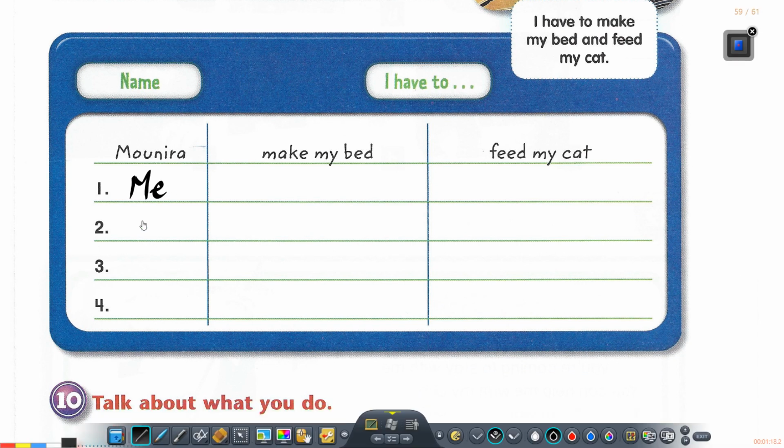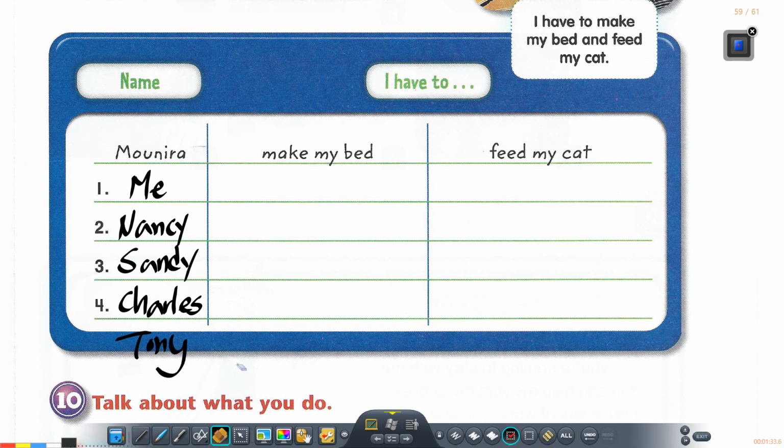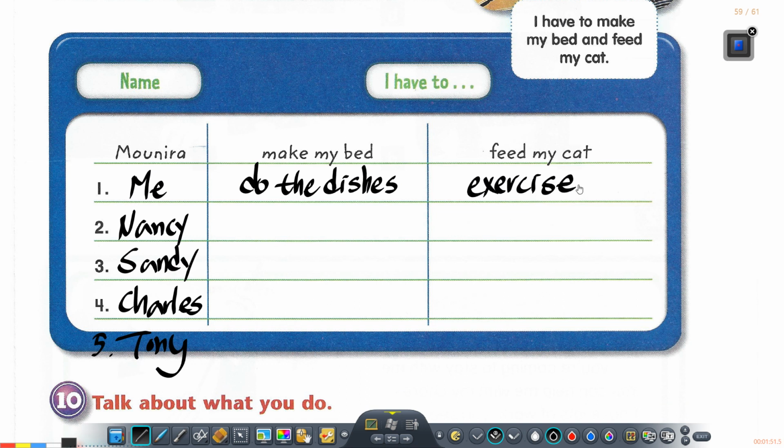또는 me 하면 돼요. 그 다음에 Nancy, Sandy, Charles, Tony 이렇게 적을까? Yes. I have to do the dishes. 설거지 해야 돼요. I have to do the dishes 했고 I have to exercise. 운동해야만 했었어. 자, 여러분도 여러분 해야 될 거 적어보세요.